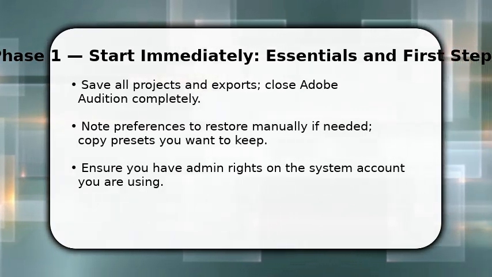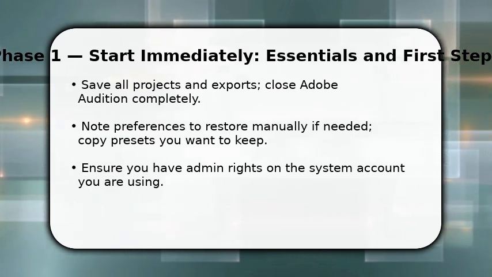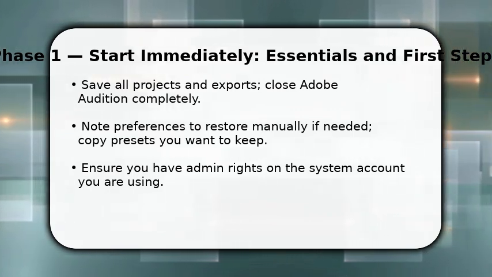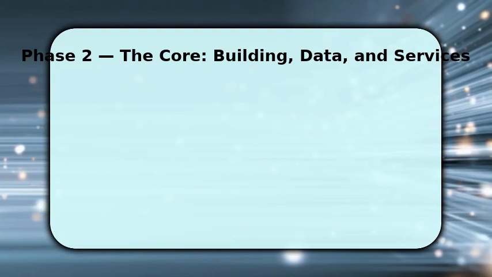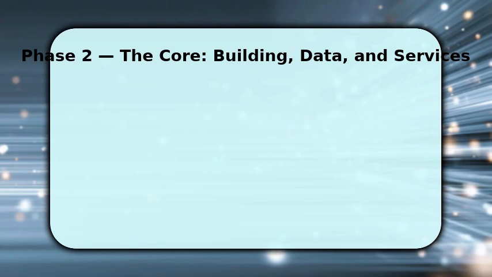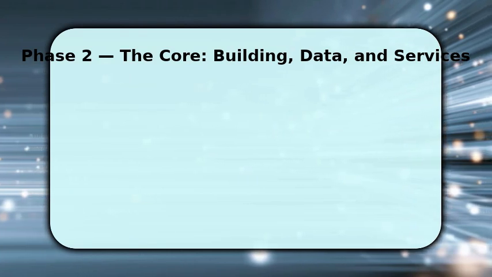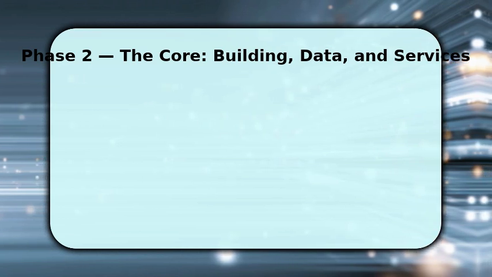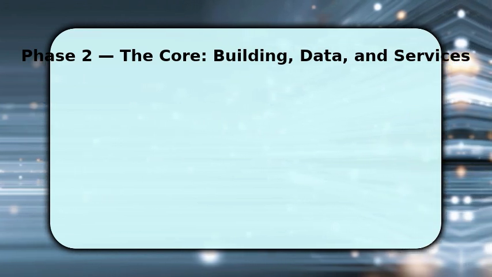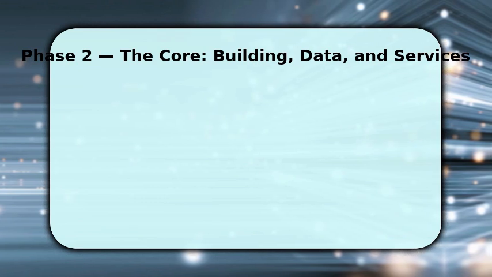Now locate the hidden application support or app data folder. Don't skip this, because the next step removes those exact files. Now you delete the preference and support files that force Audition back to factory defaults. On Windows, open File Explorer and enter %appdata% and %localappdata%. Delete the Adobe Audition folders.